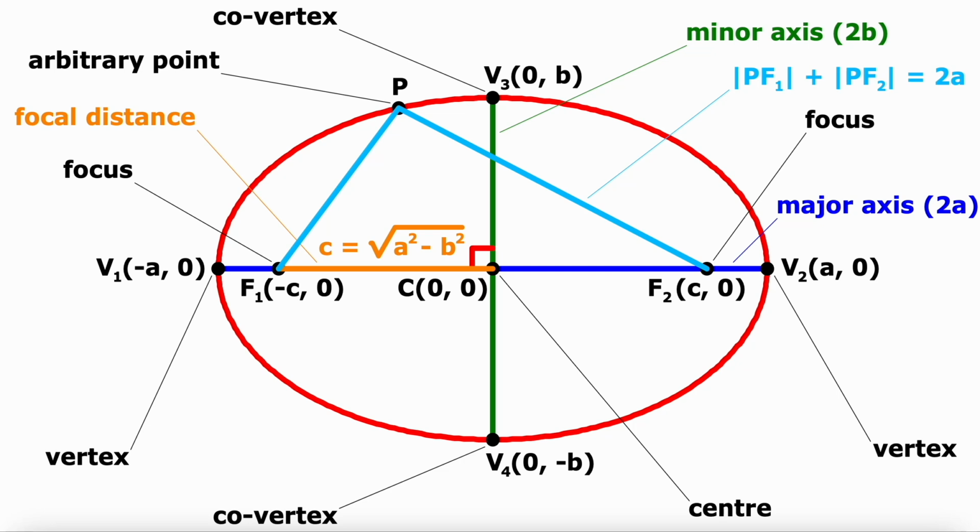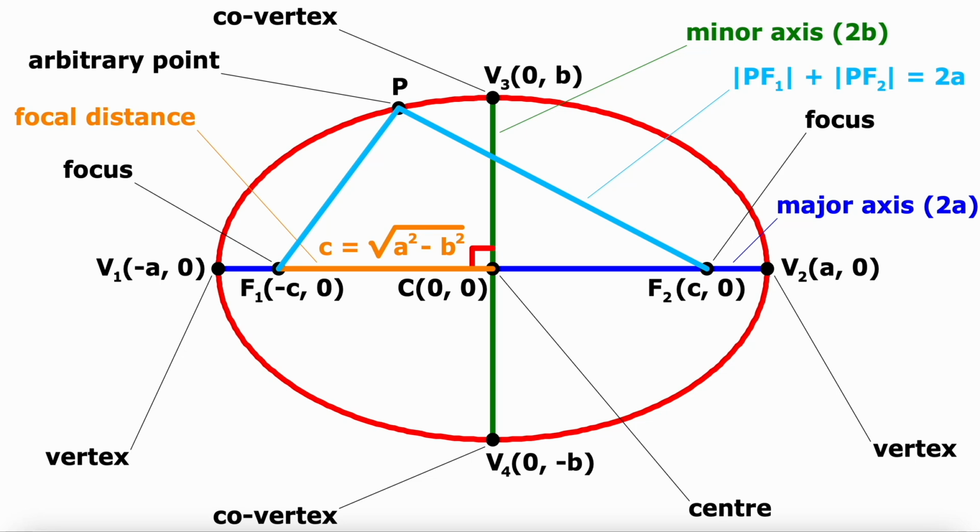The vertices of an ellipse are the 2 points where the ellipse intersects its major axis, reaches its maximum distance from the center, and turns around. If the ellipse is oriented horizontally, the coordinates of the 2 vertices are (-a, 0) and (a, 0), respectively, where a is the length of the semi-major axis.